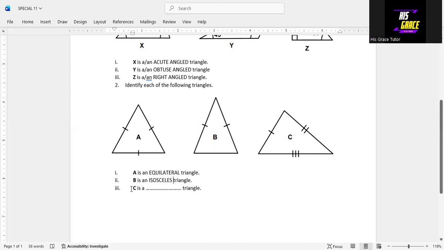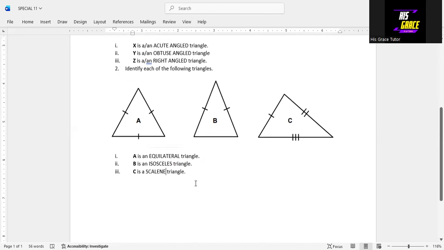Then Roman figure 3 of question 2 says that C is a dash triangle. Let's look at triangle C. The 3 sides are not equal in length, as you can see from the signs on this triangle. Therefore, the angles are not equal in size. When a triangle has sides that are not equal in length and angles that are not equal in size, we call it a scalene triangle. So triangle C is a scalene triangle. So we have answered these questions.